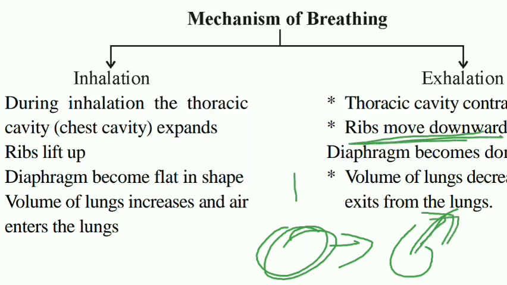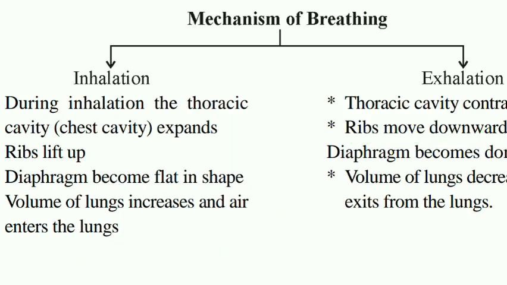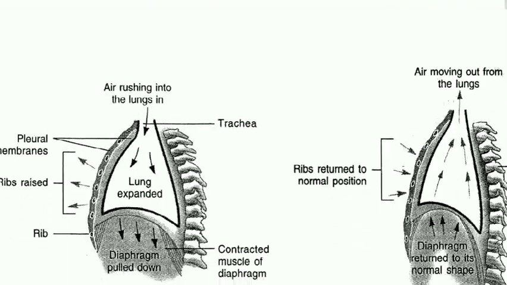So in the exhalation, ribs move downward and the diaphragm again relaxes from the contraction state and becomes curved. So the volume of the lungs is decreased and the air from the lungs is exhaled out.